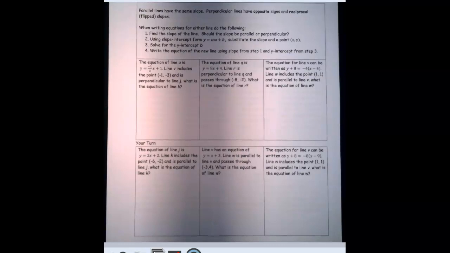Hello, today we're going to be looking at writing an equation for parallel and perpendicular lines. Before we do that, there are just a few things I want to go over with you.